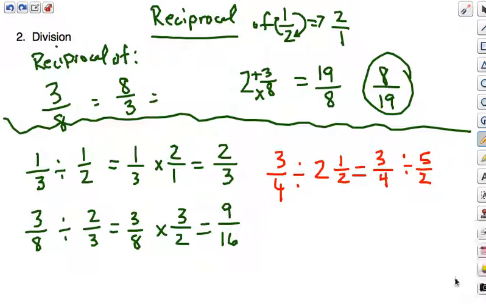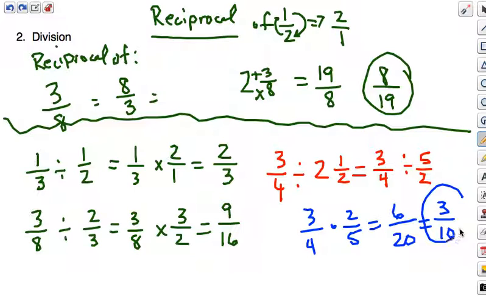Go ahead and multiply by the reciprocal. The reciprocal of 5/2 is 2/5, so 3/4 times 2/5 is going to be 6/20. Go ahead and reduce that to 3/10.